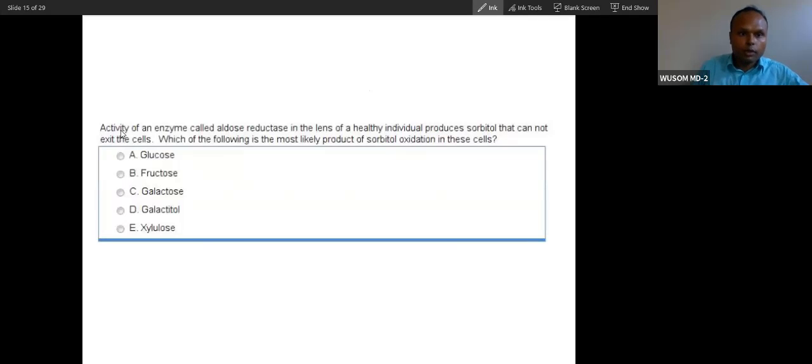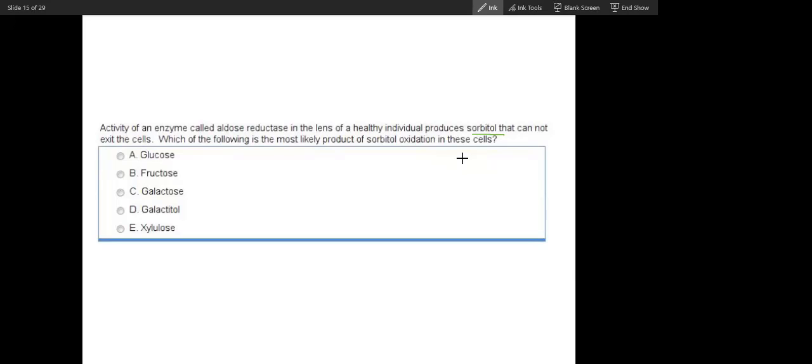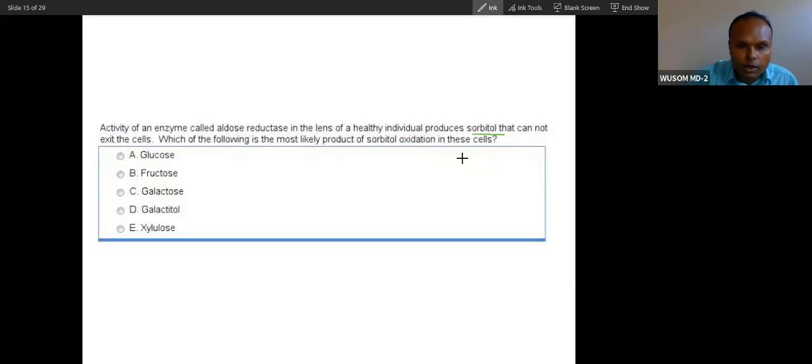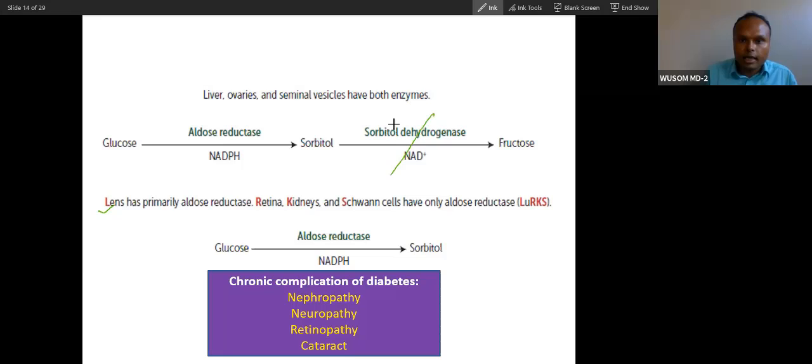Now you can do this question. Activity of an enzyme called aldose reductase in the lens of a healthy individual produces sorbitol that cannot exit the cell. Which of the following is the most likely product of sorbitol oxidation in this cell? Is it fructose? Fructose will not be formed because sorbitol dehydrogenase is absent, practically.